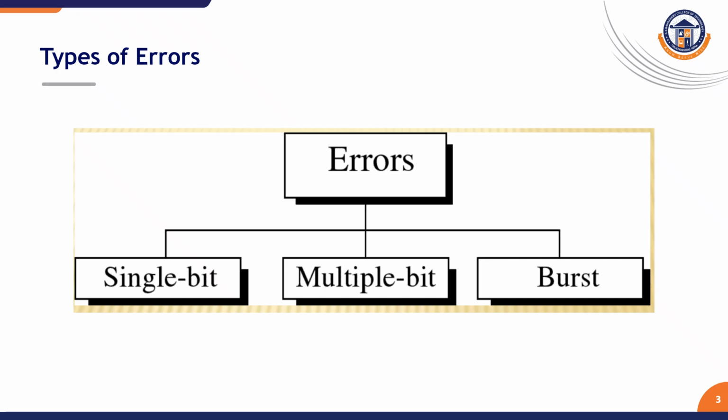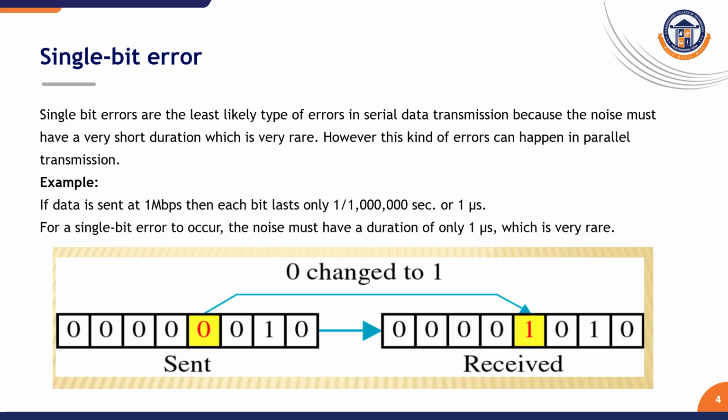The first error is called single bit error. The next one is multi-bit or burst error. More or less, multi-bit and burst errors are the same. So let us discuss what is a single bit error. Single bit errors are the least likely type of errors in a serial data transmission, because the noise must have a very short duration, which is very rare. However, these kinds of errors can happen in parallel transmission.